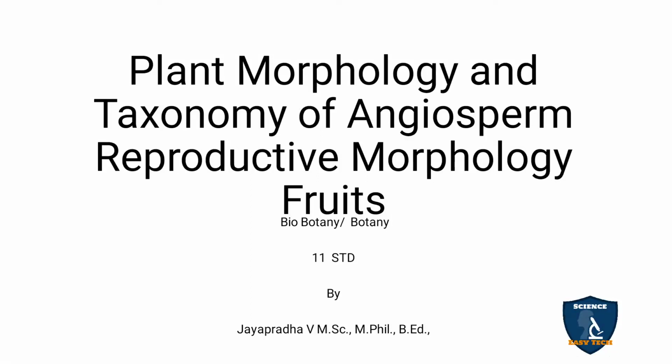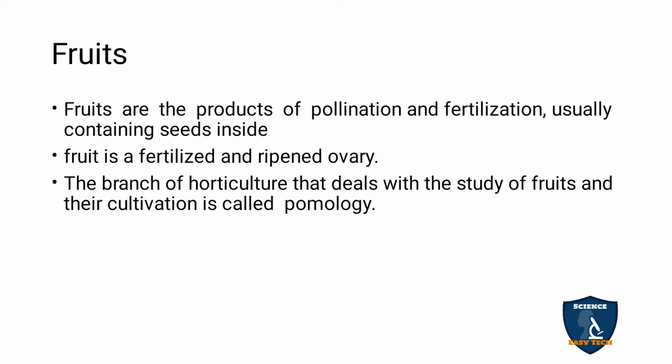The topic is fruits in reproductive morphology, in plant morphology and taxonomy of Angiosperm. After fertilization and pollination are over, the ovary develops into fruit. The fertilized ovary develops into fruit. So we are going to see: the fruit is a product of pollination and fertilization, and the seeds are present inside the fruit. Simply, the fruit can be defined as a fertilized and ripened ovary.